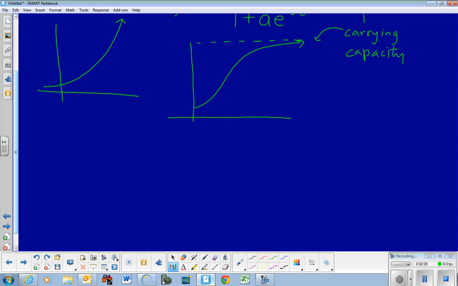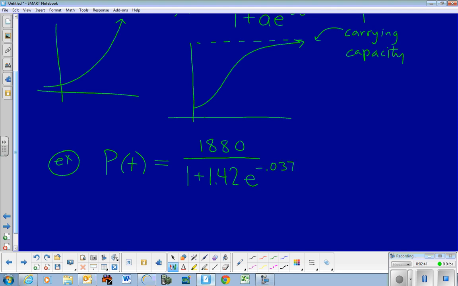The population of fish after t years is given by this function: 1880 over 1 plus 1.42 e to the negative 0.037 t. And the stipulation, the domain, is t is greater than or equal to 0.